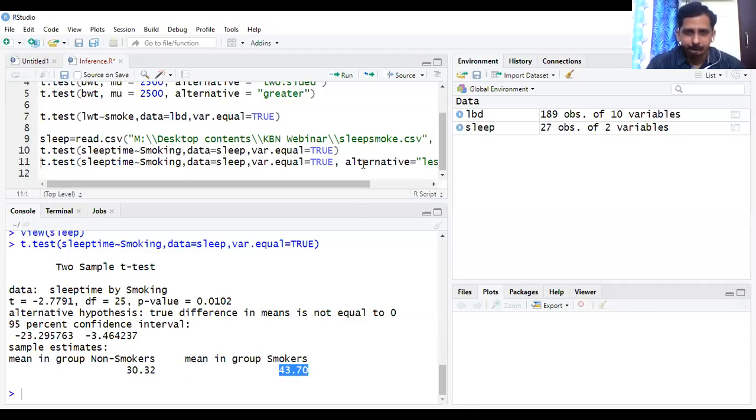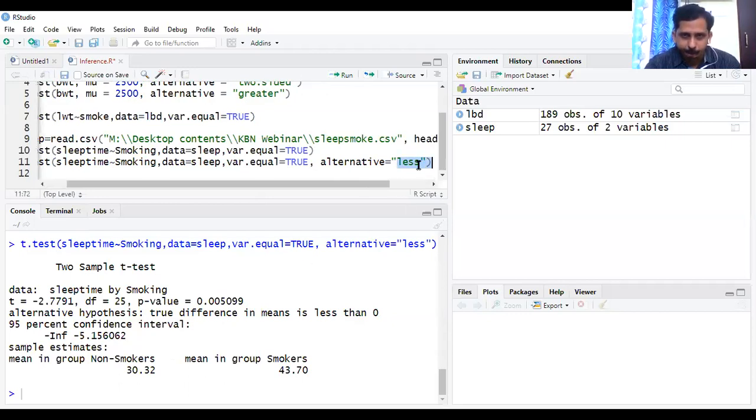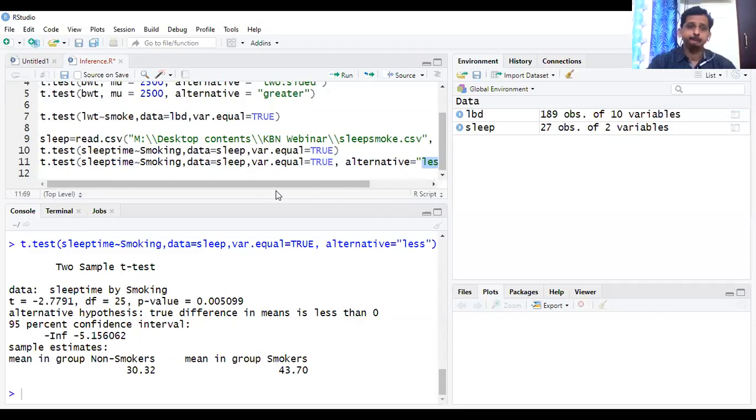Now, with the knowledge that smoking people have drowsiness or other effects, they sleep more. Then when we do the hypothesis, since it is less, I have taken the alternative as less, so the left side of the region will come, that is minus infinity to the mean effect size. That's why it is minus infinity to minus 5.156.